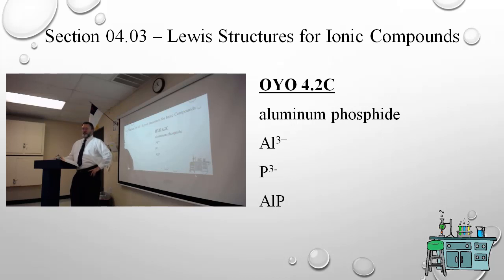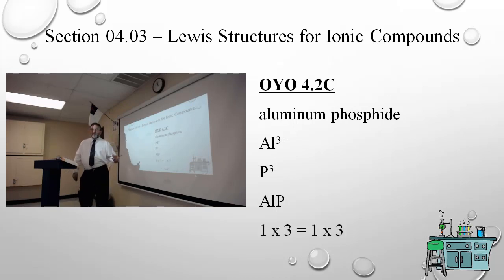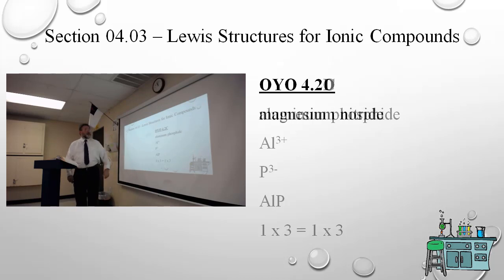Al3P3. The greatest common factor of each is 3. Divide both of the 3s by 3 and you get 1. AlP. Let's check it. This formula says I will have 1 ion at plus 3. Does that equal 1 times negative 3? So does 1 times 3 equal 1 times 3? Yes. So we're right. Next one, last one.